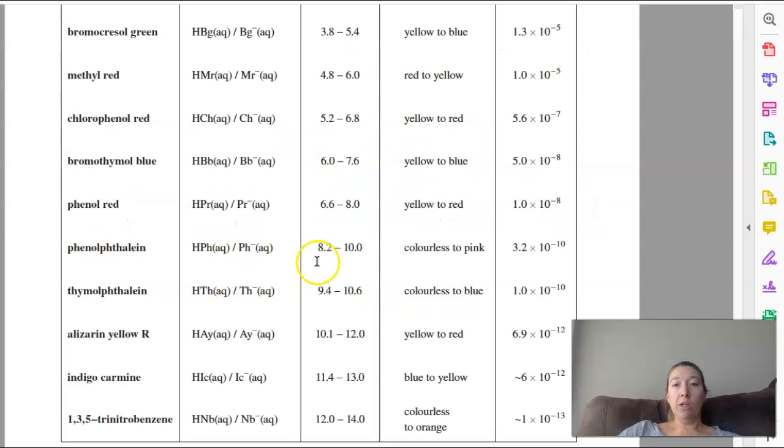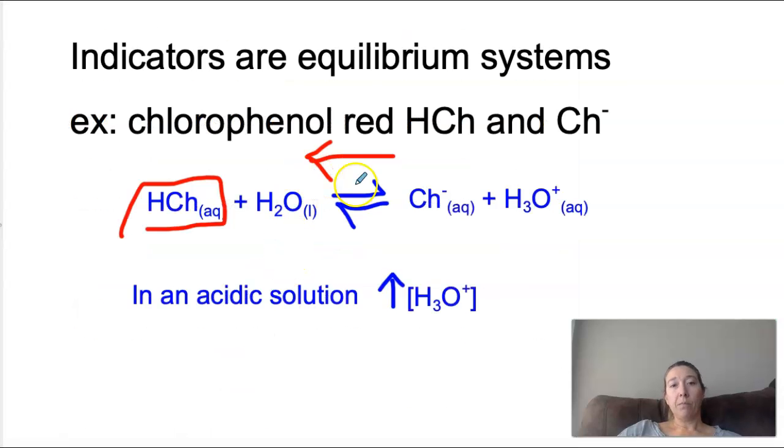So when we look at the colors, we saw that for chlorophenol red, at 5.2 to 6.8, it changes from yellow to red. So in acidic solutions, it's going to be yellow. So from that, I can recognize that this here has to be my yellow species, the HCH. In basic solutions, we see that it's the other color, which was what? I didn't pay attention. Was it red?